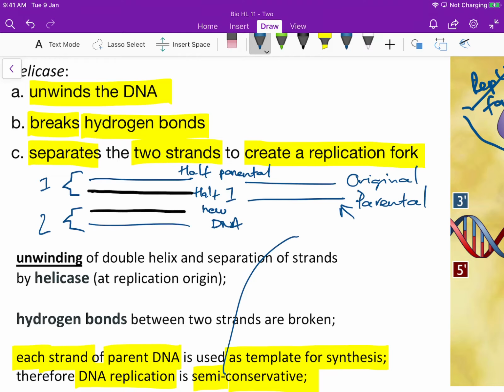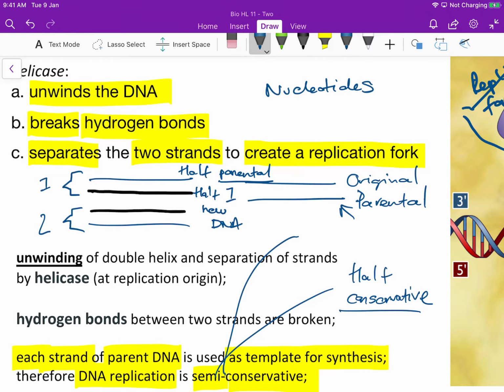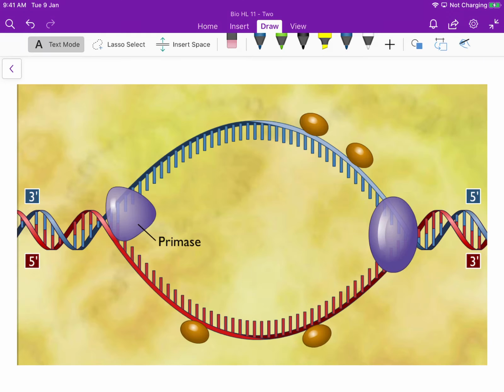And so we can think of semi meaning half, conservative. To conserve is to keep. So we've kept half the parental DNA in the new strand, and we have half newly made DNA. And that's going to be made from nucleotides, which are just available, floating around. So these are new nucleotides, and they're floating around in the nucleus.